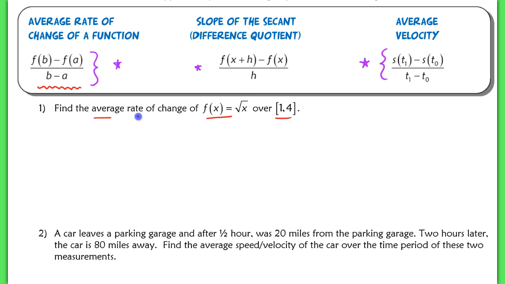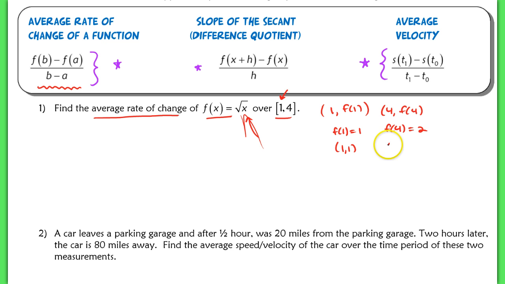Remember, an average rate of change is simply the slope of a line that would connect the points where one endpoint is at 1 comma f of 1 and another point is at 4 comma f of 4. So let's find and evaluate f of 1 and f of 4. f of 1 is 1 and f of 4 will be 2 if I just plug that right into that function here. So I have the coordinates 1 comma 1 and 4 comma 2.